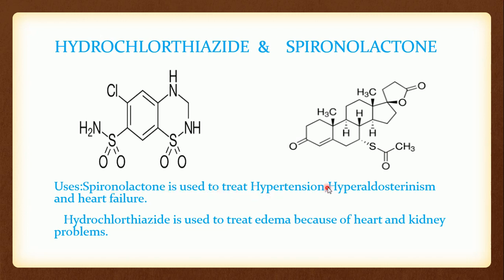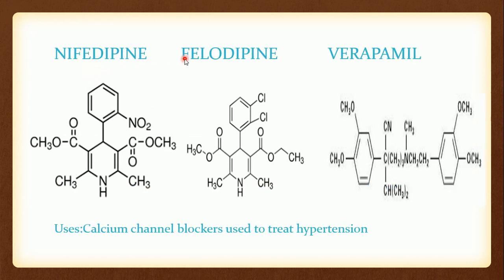Spironolactone is used to treat hypertension, hyperaldosteronism and heart failure. Hydrochlorothiazide is used to treat edema. If any edema is there in a person because of heart and kidney problems, then we can use this hydrochlorothiazide. Various calcium channel blockers also we can give for the treatment of hypertension.